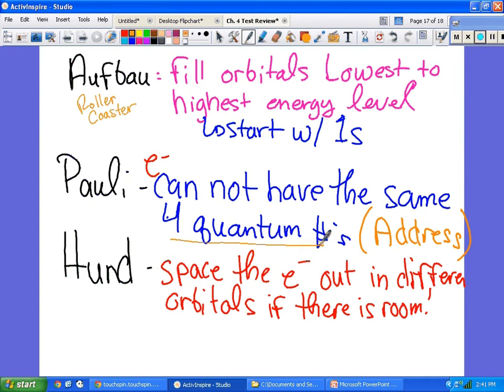So space the electrons out in different orbitals if there is room. And remember, once there is no more room, you can double them up. But once you double them up, they have to be spinning opposite. One has to be spinning up, one must be spinning down. That is the biggest difference.